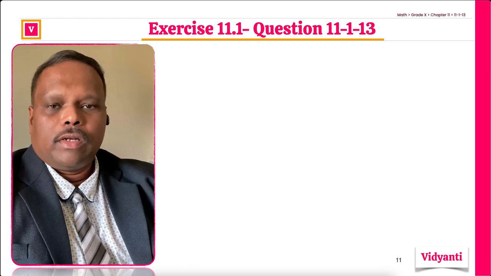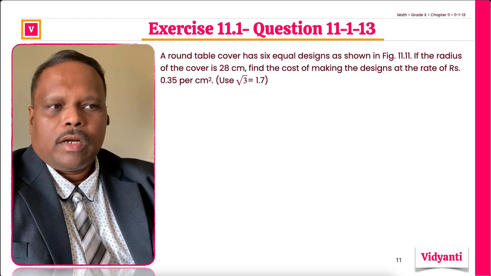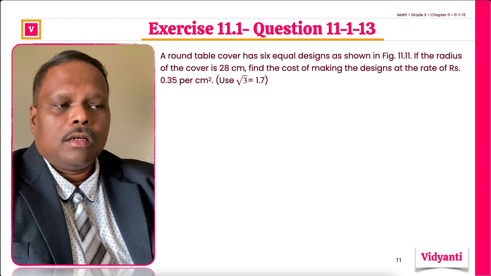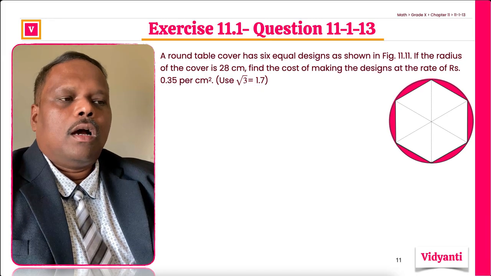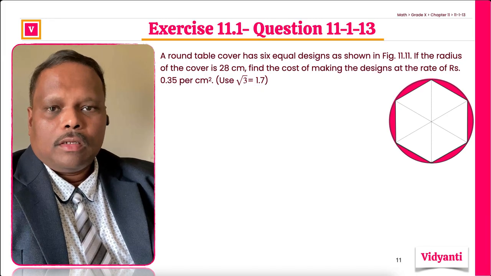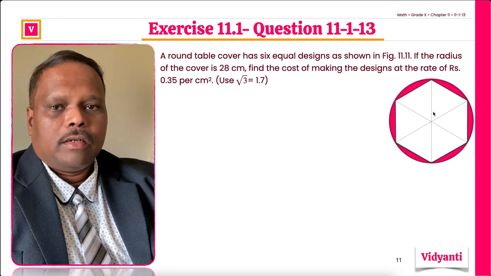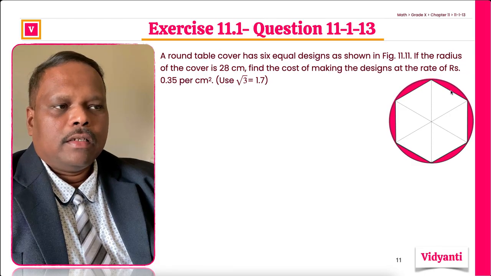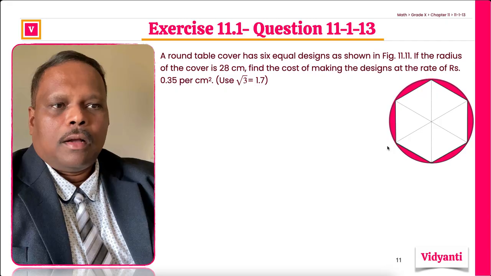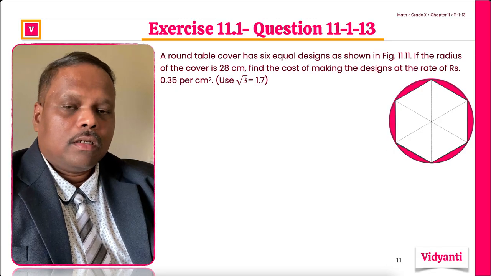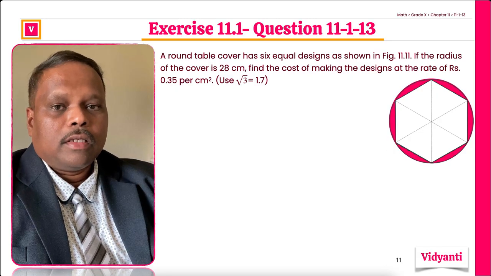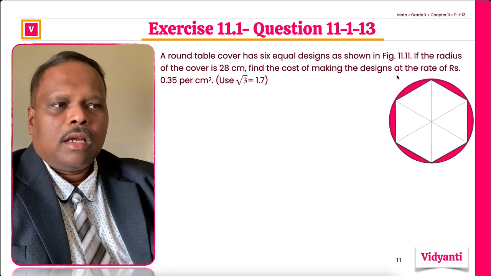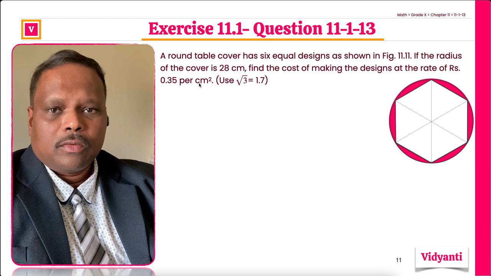Exercise, question 11.1.3. A round table cover has 6 equal designs as shown in the figure. Let's see the figure very quickly. You have been given a circle which is inscribed by a regular hexagon, and the design is this shaded part. The radius of this circumscribed circle is given as 28 centimeters, and the cost of the design is given, the rate is given as 0.35 rupees per centimeter square.